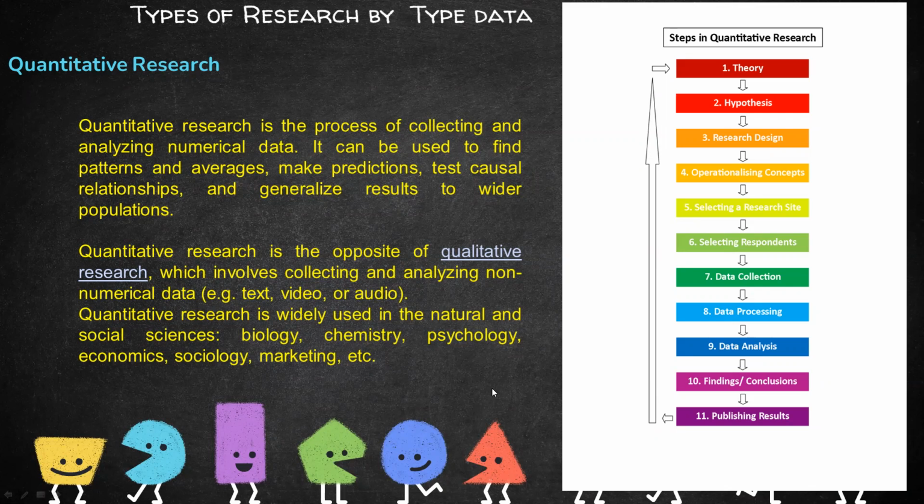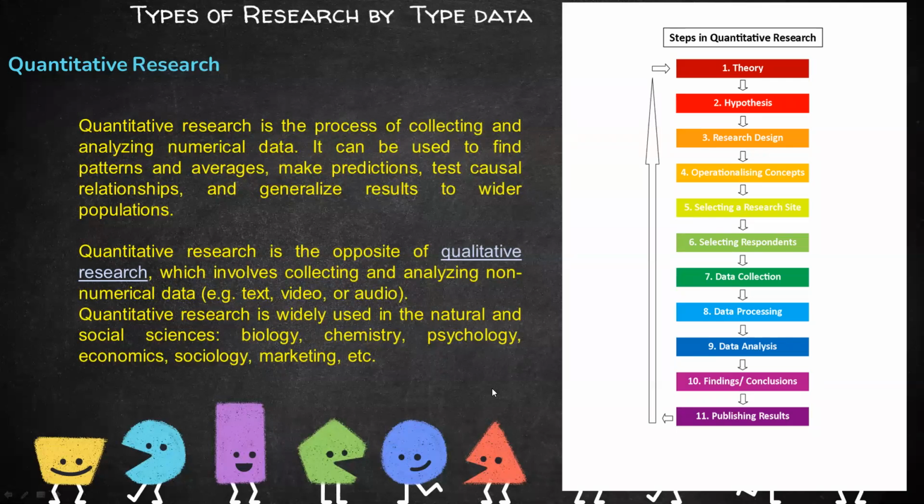It also involves selecting adequate and representative sampling. Why do we have to select adequate and representative sampling? Because for analysis purposes and for generalization purposes, we have to select the samples. So generalization is the fourth important feature of quantitative research.